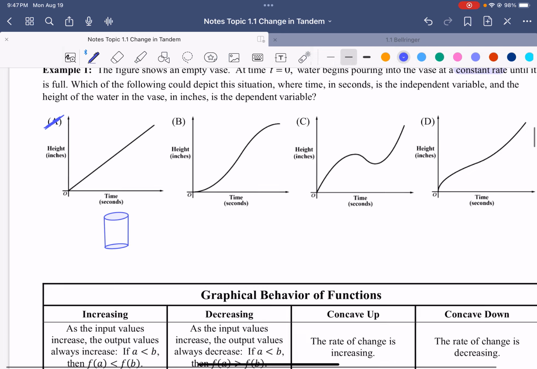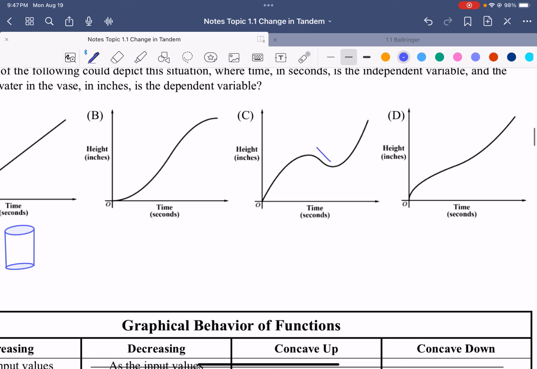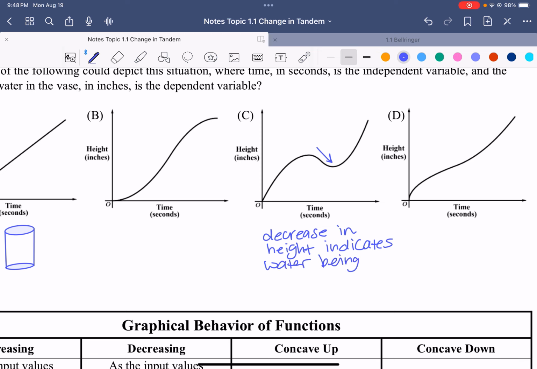If you look at C, notice that the height here is decreasing. You see how that's going down? That means that water was getting spilled out or thrown out. So I'm going to write that here. So the decrease in height indicates water being thrown out.